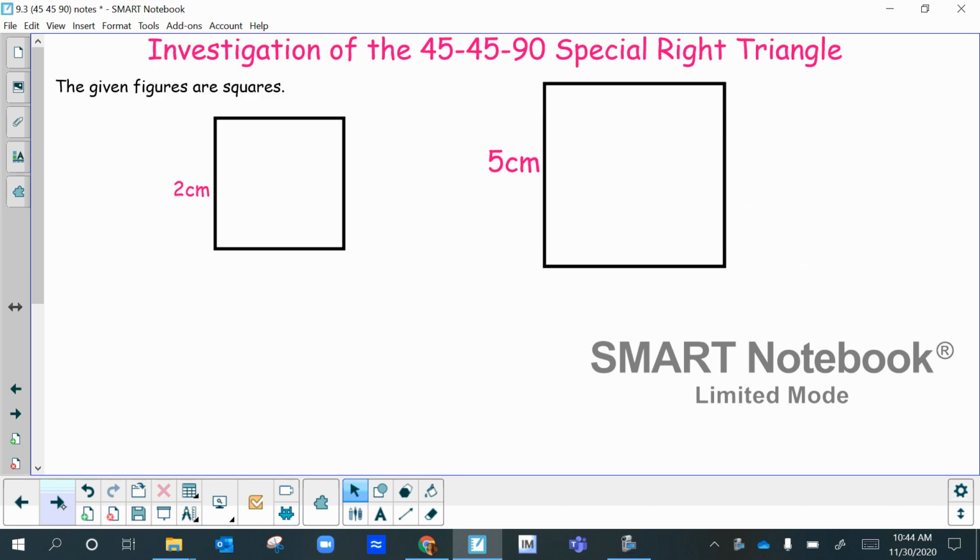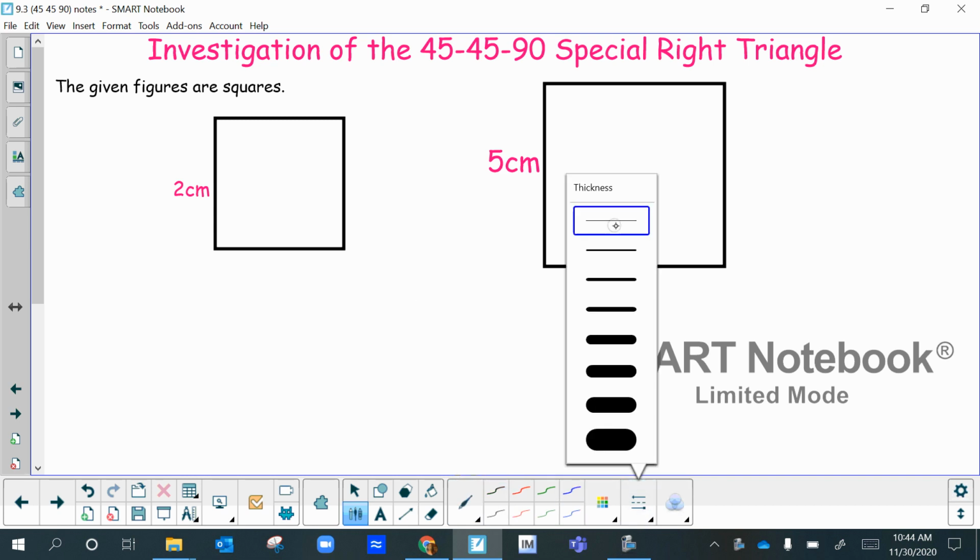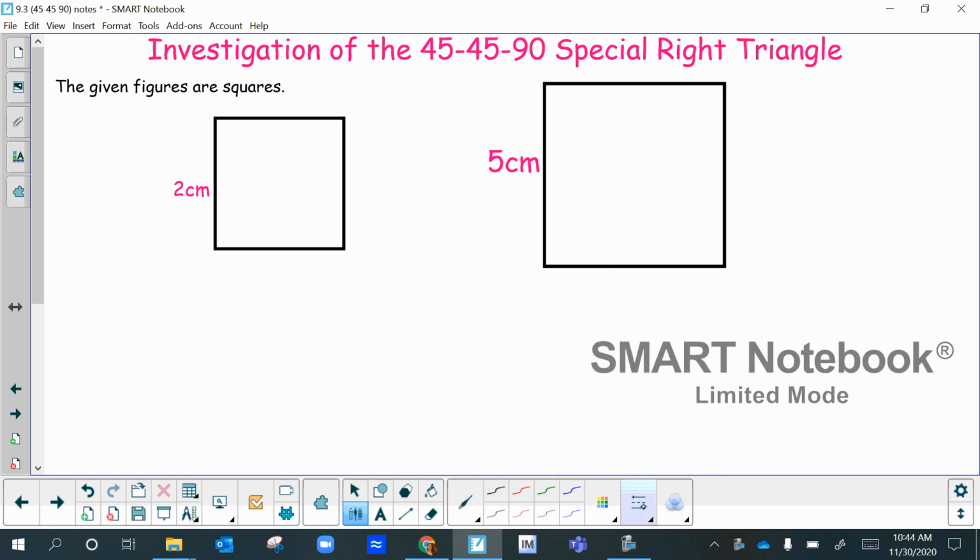So we're going to investigate this triangle from the square. It's going to be derived from the square, okay? And so both of these figures are squares. So let's examine this first one over here. So what I want you to do is draw one diagonal, okay? Remember all of these are right angles, but when we draw that diagonal, that forces these angles to be 45 and 45. And so there's my special right triangle right here.